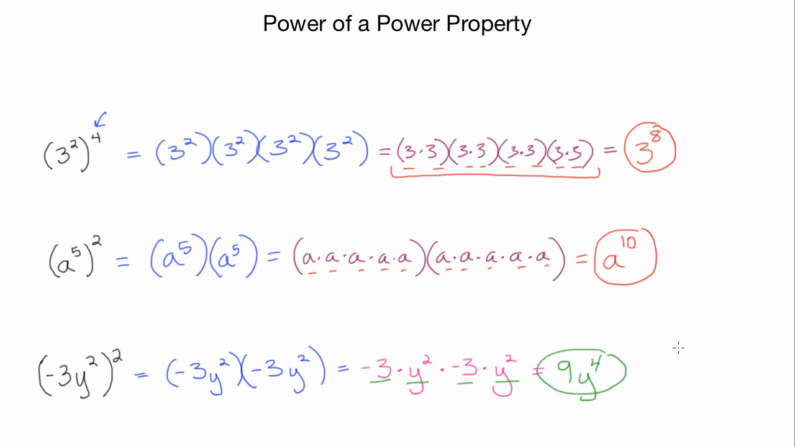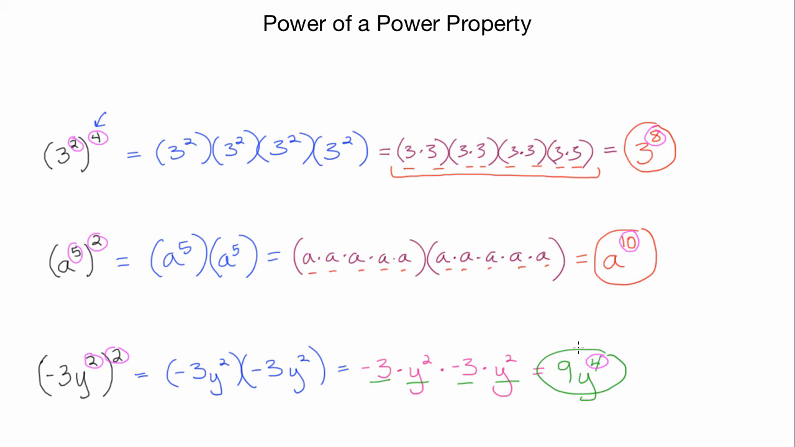So what do we see happening when I put all of these together? Well, 2 times 4 ends up giving me 8 3's altogether. 5 a's and 2 groups of 5 a's is going to give me 10 a's altogether. This last one's a little trickier, but you can see 2 groups of 2 y's is going to give me 4 y's. And negative 3 times negative 3 gives you the positive 9.